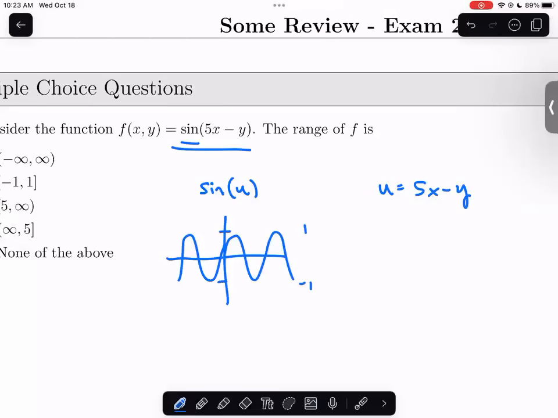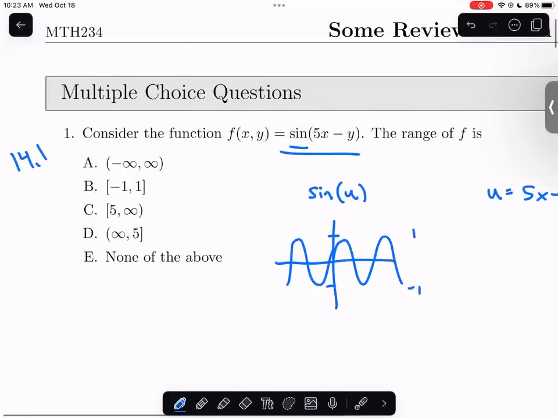Well, yeah, there's many ways. I could have x be 20 and y be 0, for instance. Really, any number that I want u to be, if I'm a little bit clever, I can figure out a way to make u that number. So there's no additional restrictions for our u in this case, and therefore the outputs are going to be from negative 1 to 1. There are no additional restrictions.